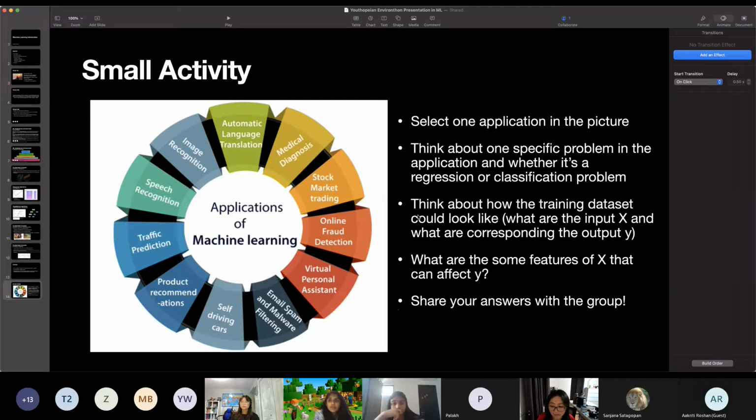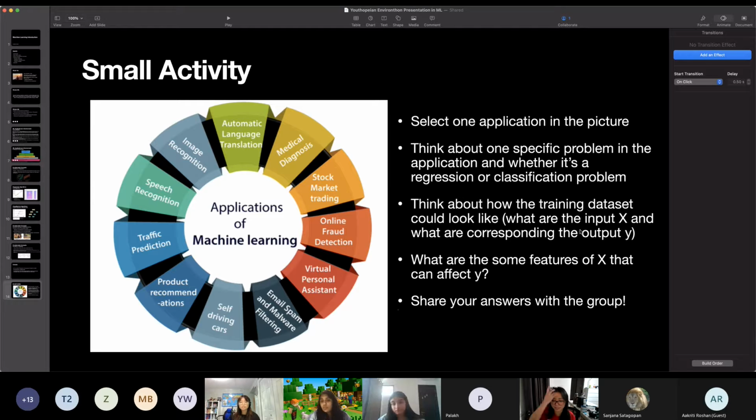I think it would go into a classification? Yes, exactly, because that's what could happen: traffic or accident, happen or not. So it's a binary classification. There are two outcomes. Yeah, that's good.